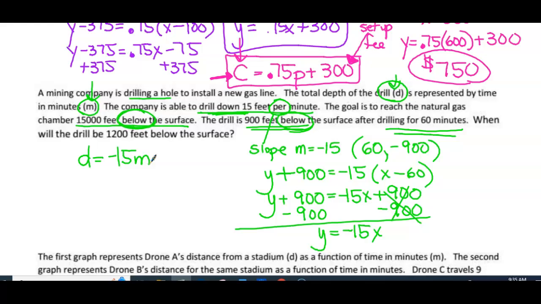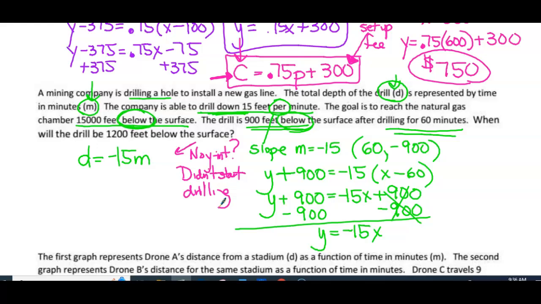M is minutes. So why is there no y-intercept? You gotta be thinking, why is there no y-intercept here? Think about the context of this problem. This is about drilling a hole. So there's no y-intercept here because they didn't start drilling. So there's not a y-intercept because they're at 0. They have not gone below the surface yet. So that should make sense to you. If they're drilling a hole, there should be nowhere they're at because they're starting at the ground.